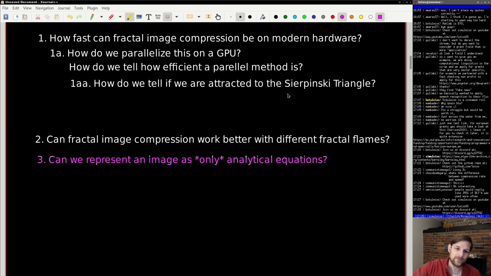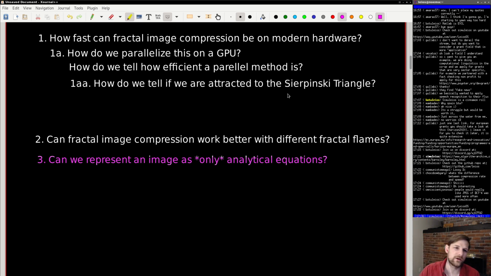Anyway, the point is, can we represent an image as only analytical equations? That's the overall end goal that we're looking for. The answer right now is obviously no, but maybe in the future there is a way to do it. It would definitely be a really interesting data compression question to solve at some point in the future. So that's where we're going with this. And so my question to you guys, the stream audience, is, where do we actually want to go with this?